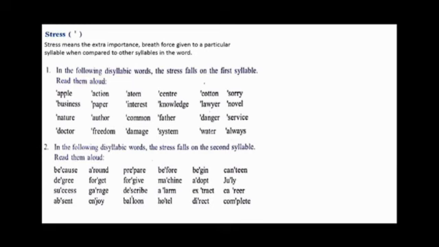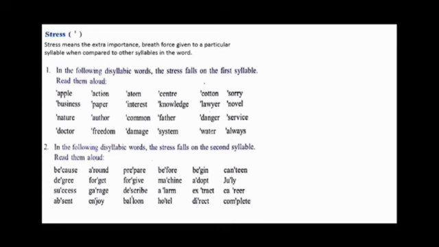So based on what rules do we mark this stress mark? English is a language which has many rules and many exceptions. But even with those exceptions, we can frame some rules. So we are going to discuss a few of them. Stay tuned to the video.